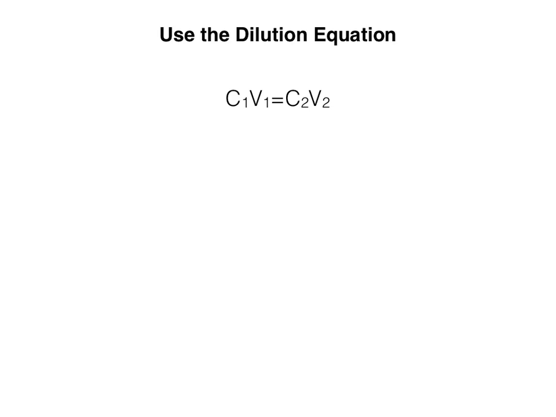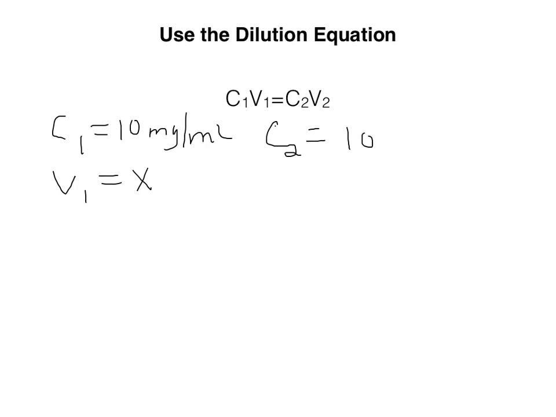So we're just going to make up some numbers here. Let's say now that C1 is 10 milligrams per milliliter. Again, I don't know what V1 is. That's what I'm going to solve for. And let's say that I want to make a solution that is, let's see here, let's go to 10 micrograms per milliliter. And I'm only going to make a small volume of this solution. I'm going to make 10 milliliters this time.